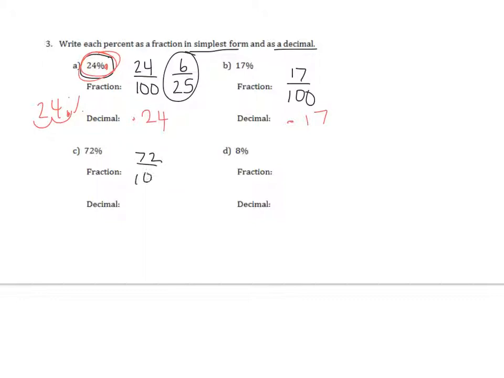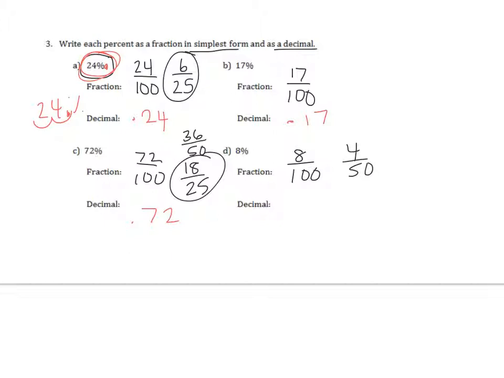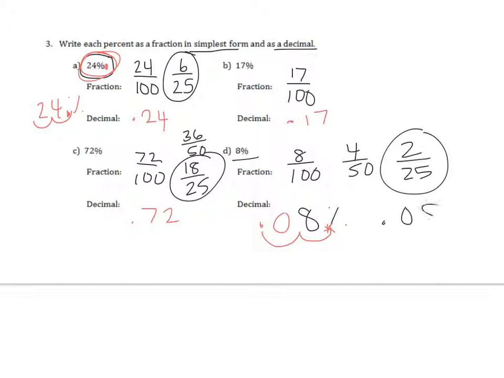72 out of 100, and reduce it. I'm going to divide them both by 2. We'll start with 2 first. So it's 36 out of 50, but I can still divide that out, so it's 18 out of 25. So the decimal is 0.72. This fraction is 8 out of 100, which reduces to 4/50, which reduces to 2 out of 25. So the decimal is, if you have 8%, your decimal is right here, and you're going to move it back 1, 2. Put a decimal, fill in the hole. So the answer is 0.08.